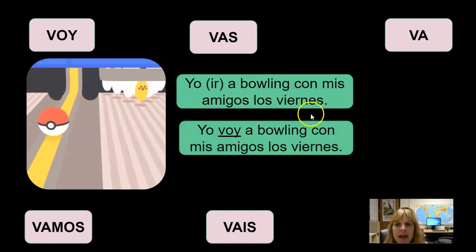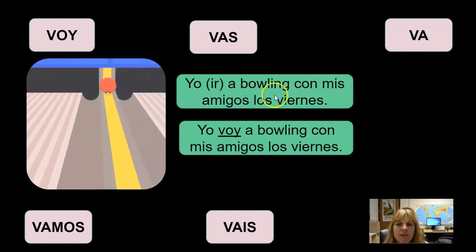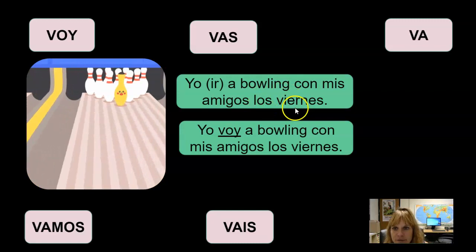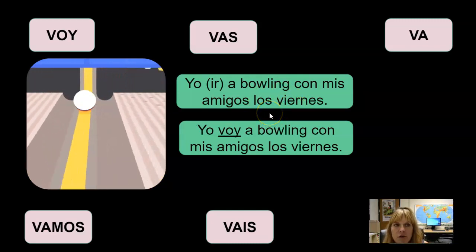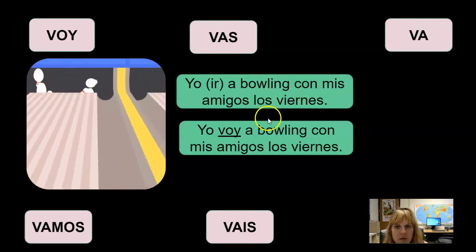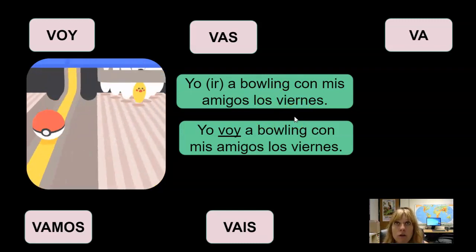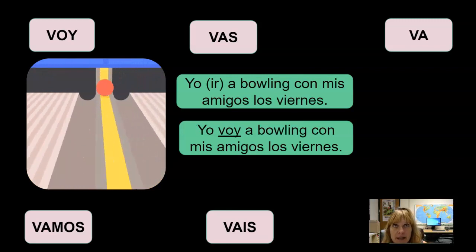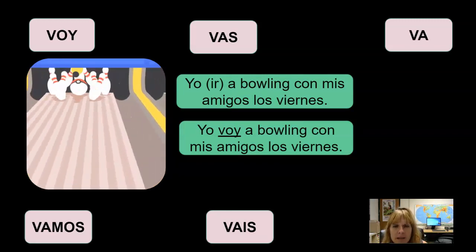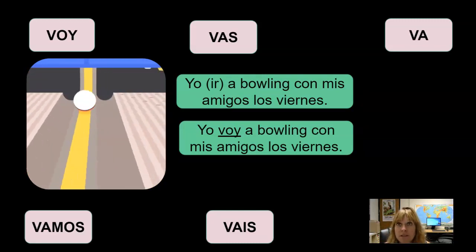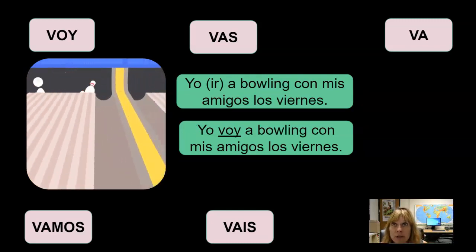If you do something every week, then you make the day of the week plural. So for example, if you go shopping every Friday, you would say, yo voy de compras los viernes. I go shopping on Friday. Los lunes yo tengo mi clase de español. On Mondays, I have Spanish class. Now, if I said, el lunes yo tengo una reunión.